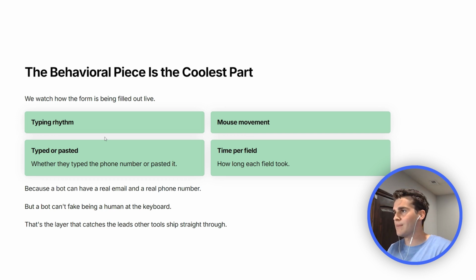So you have the typing rhythm, typed or pasted. If someone's actually just going through your form and pasting fields, it's a pretty good bot indicator. They're like using an Excel sheet that has a bunch of stolen info and just pasting it onto your form. So you call it, get the TCPA violation, or just look like a straight up idiot.